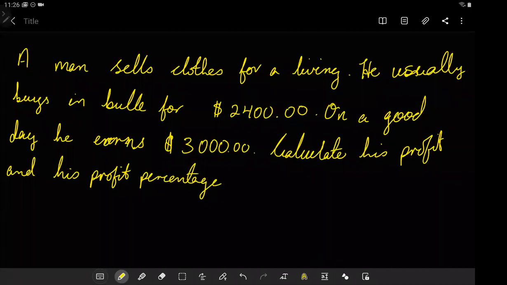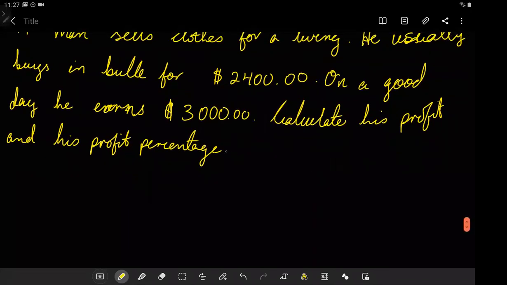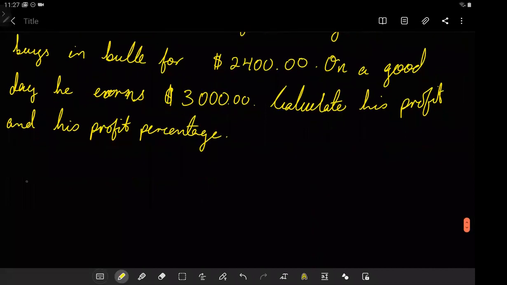In this one, we are told that a man sells clothes for a living. He usually buys in bulk for $2,400. On a good day, he earns $3,000. Calculate his profit and his profit percentage. So right away, how would I calculate his profit?